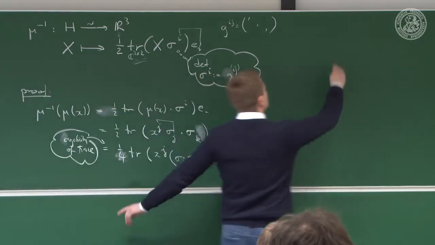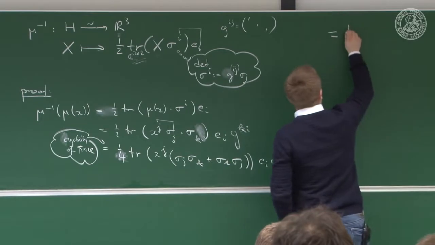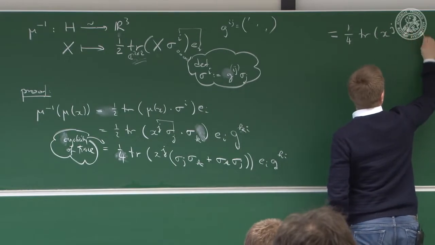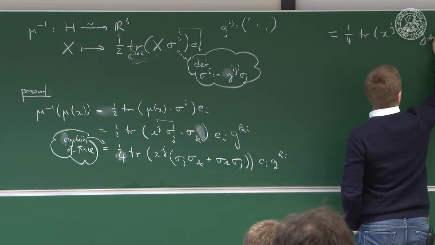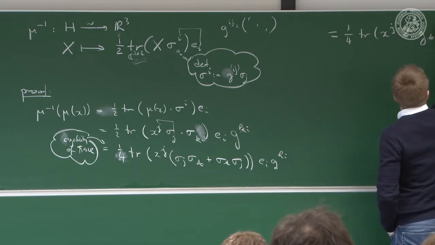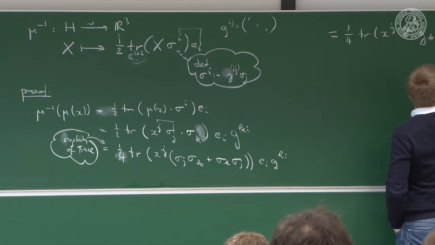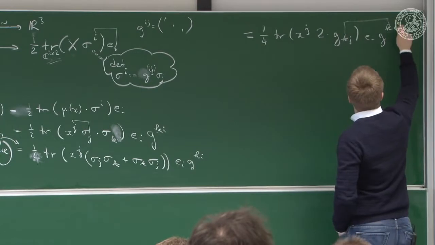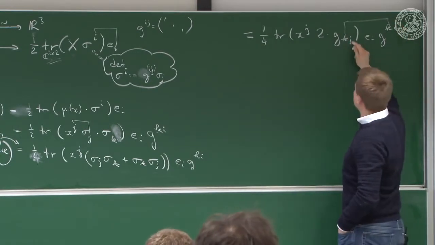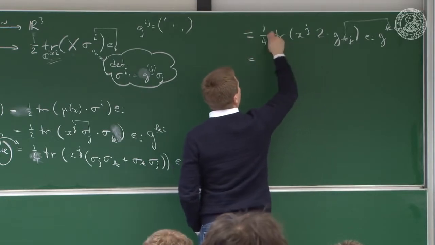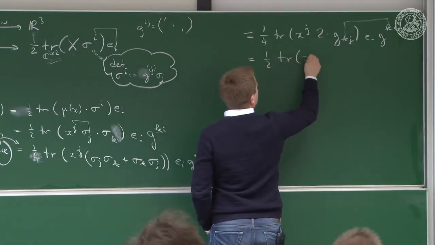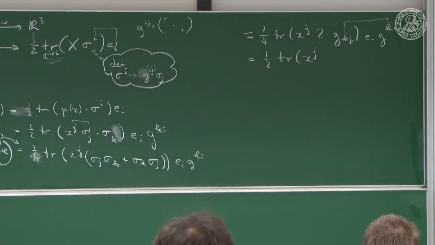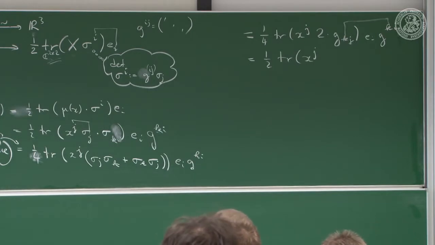And now we use the anticommutator bracket is 1/4 trace x_j 2 times g_kj, bracket closes, e_i g_ki. So this guy again jumps out, but then k goes with k and gives you a delta_ij. The 2 goes here, so this is 1/2 trace x_j. And here you have still a 2 by 2 complex unit matrix.